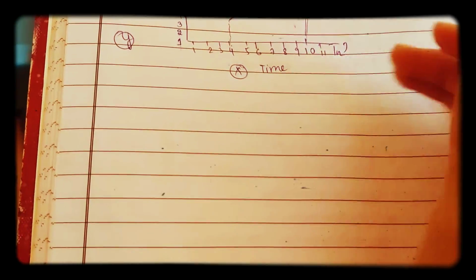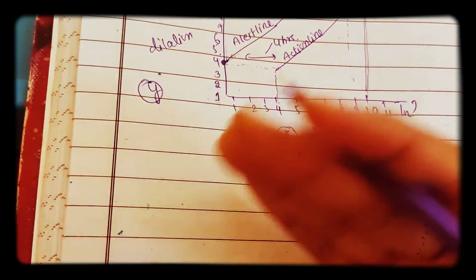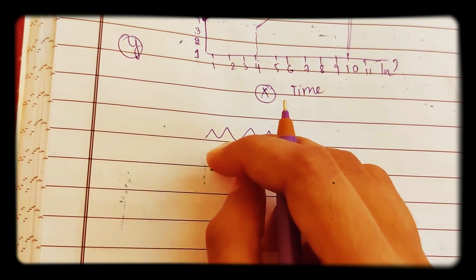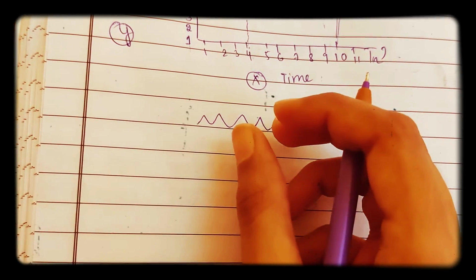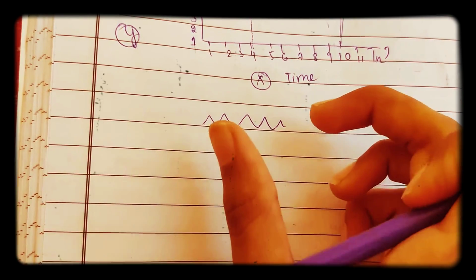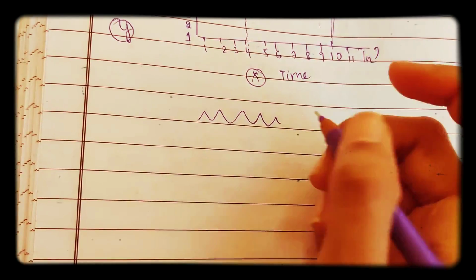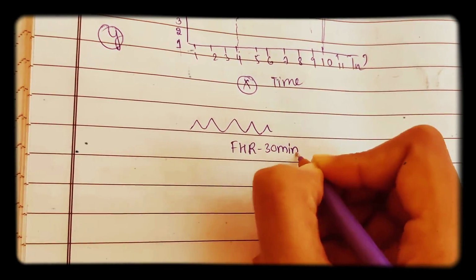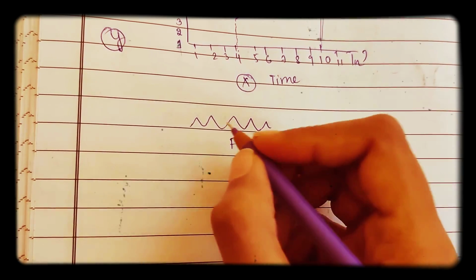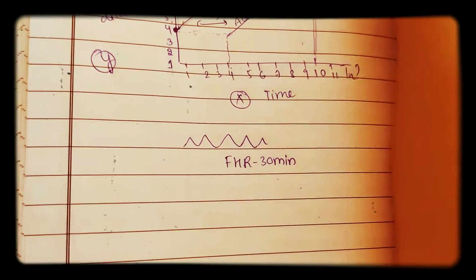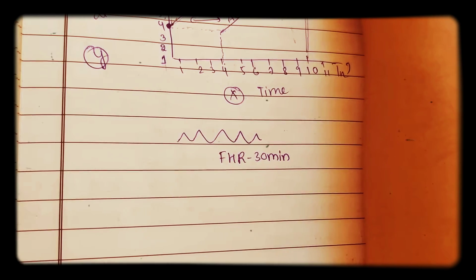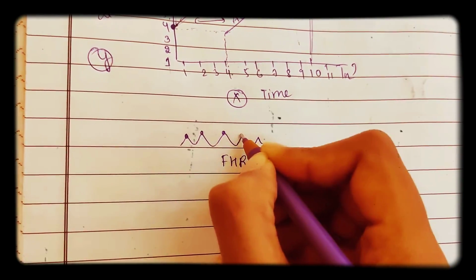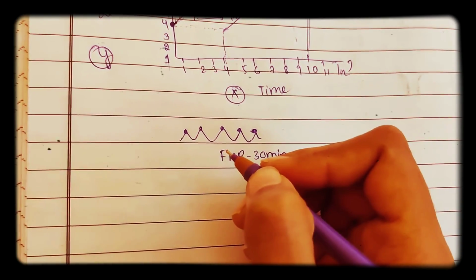Now let us start with the uppermost part of the partograph. As I showed just now, there will be a fetal heart rate graph like this. In the uppermost part, the patient details and obstetric history are also filled in, and fetal heart rate is monitored every 30 minutes. You take the fetal heart rate and it is noted on the partograph. Fetal heart rate is represented by a dot. Dots will be present like this, and by this you can read the fetal heart rate.